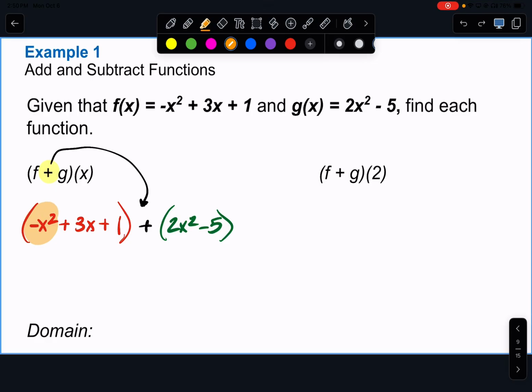So I have negative x squared and 2x squared. So that's going to leave me with x squared. Then the 3x I can't combine, so plus 3x. And then I have negative 5, positive 1. So that's going to give me a minus 4.